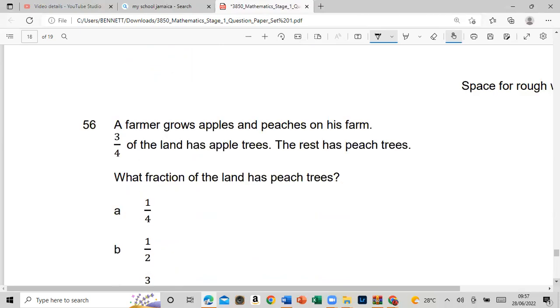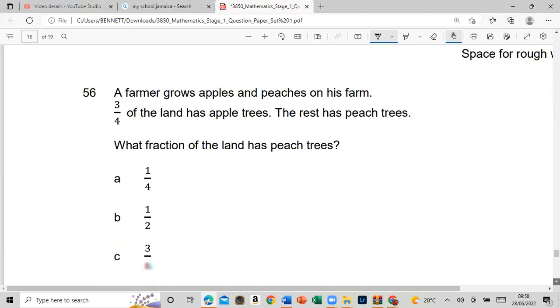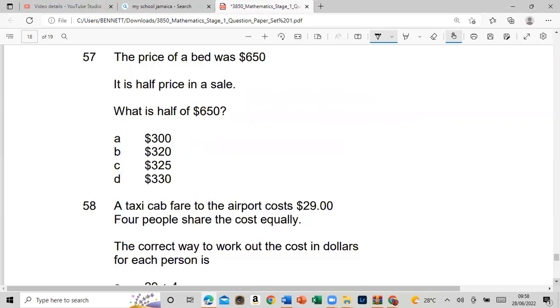A farmer grows apples and peaches on his farm. 3/4 of the land has apples and the rest has peaches. How much of his land has peaches? So it will be 1 minus 3/4, and that will leave a quarter. These are pretty basic, so I'm not gonna spend a lot of time on that aspect of it, right?